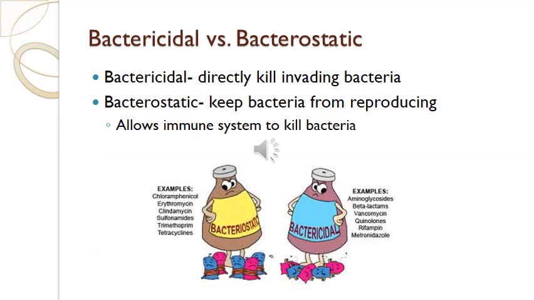Now, another type of classification for antibiotics, you have bactericidal antibiotics and bacteriostatic. So the difference between the 2, bactericidal antibiotics directly kill the invading bacteria. So these types of antibiotics will literally go and destroy and kill the bacteria, whereas bacteriostatic keep the bacteria from reproducing. Now what this does is, by preventing the reproduction, it actually allows the immune system to kill the bacteria.